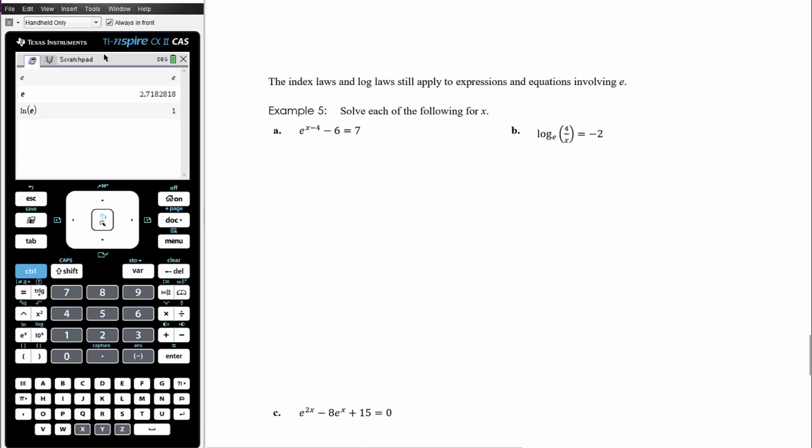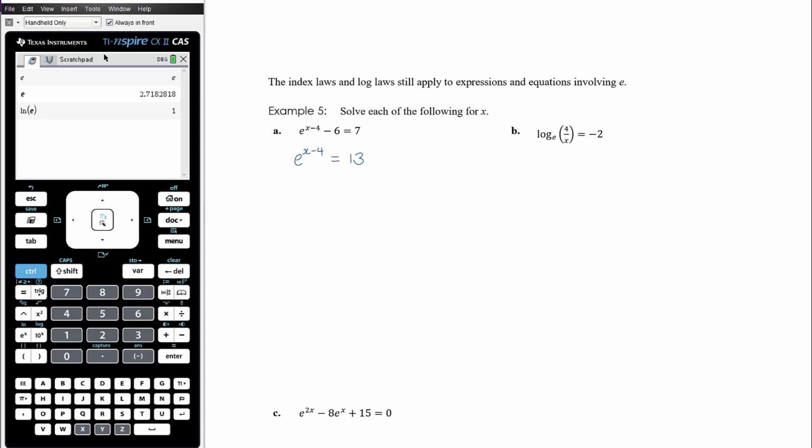Okay, all our index laws and log laws and methods for solving exponential equations and log equations still apply when we have expressions involving base e. So let's solve some equations for x. So if I've got e to the power of x minus 4, minus 6 equals 7, first thing I'm going to do is get the exponential part on its own. So I'm going to add 6 to both sides. So e to the x minus 4 equals 13.